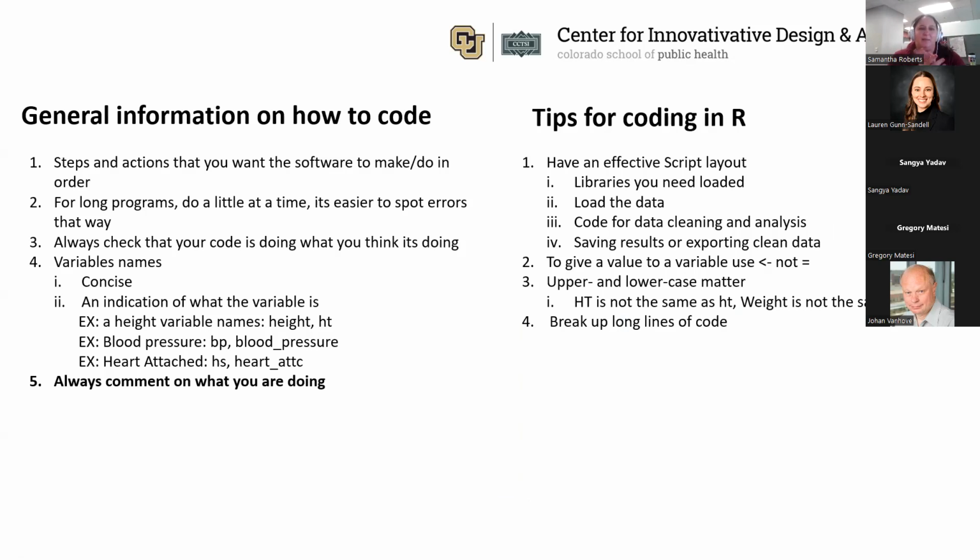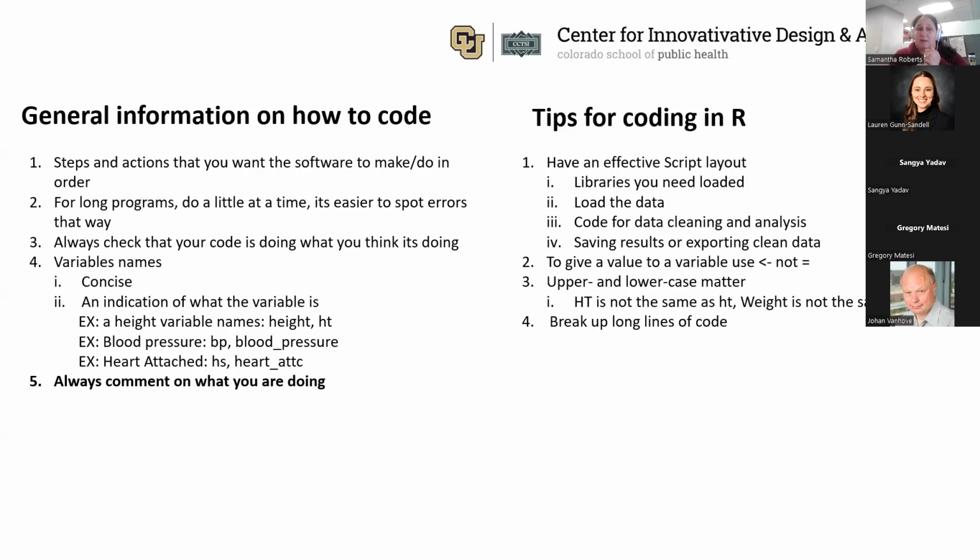Okay, so I just want to give a little bit of general information on how to code, and then also some little tips on how to code in R. So in general, when you're coding, you're implementing different steps or actions that you want the software to take. A big thing is to make sure you do the steps in order. So you don't want to start analysis before you have clean data or before you create the variable in the way that's most useful for your analysis.